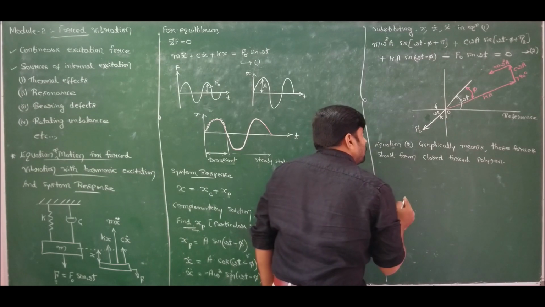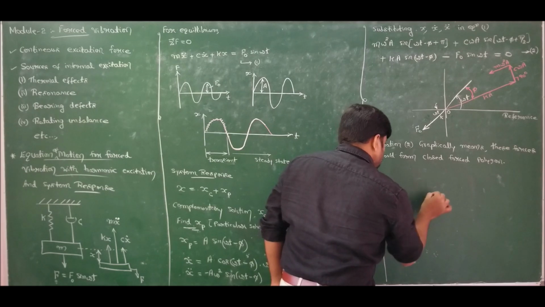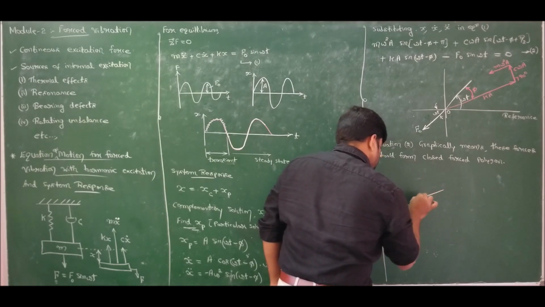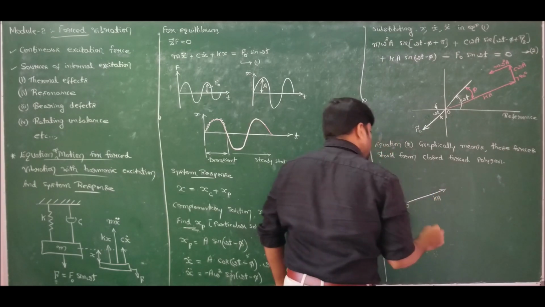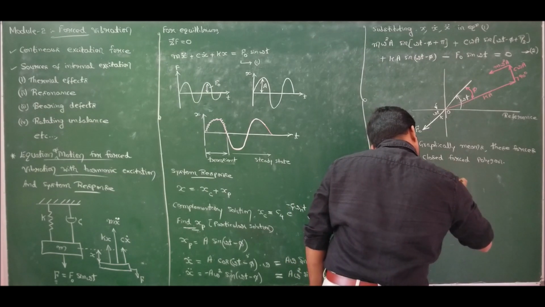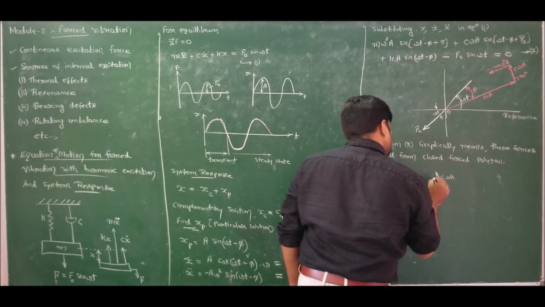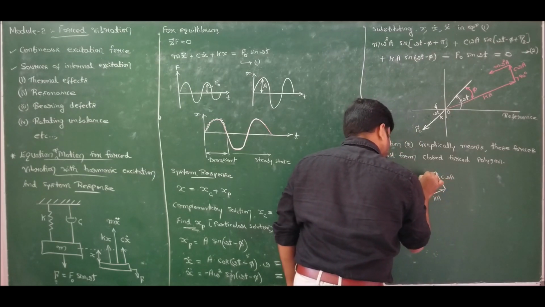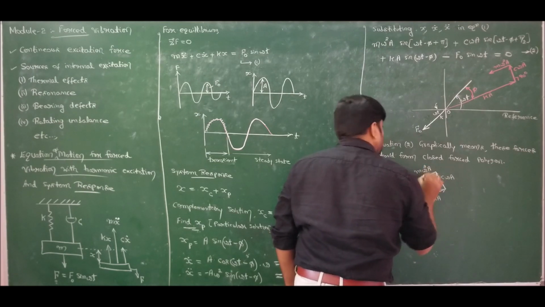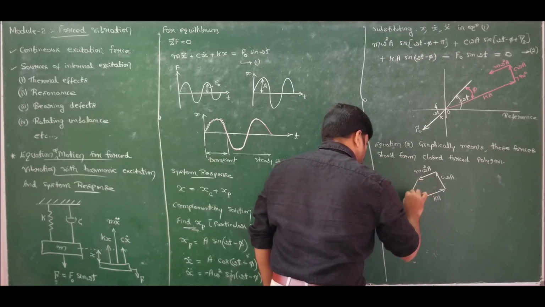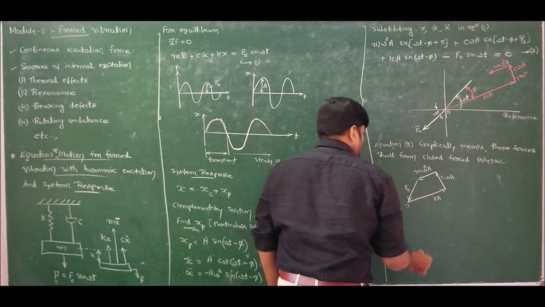Now how will I get the force polygon? At O, if I draw a line, we have the force Ka, and then the force C omega A. Parallel to this, at an angle of 180, we have m omega square A, and the closing side is the force F naught. This is the force F naught.